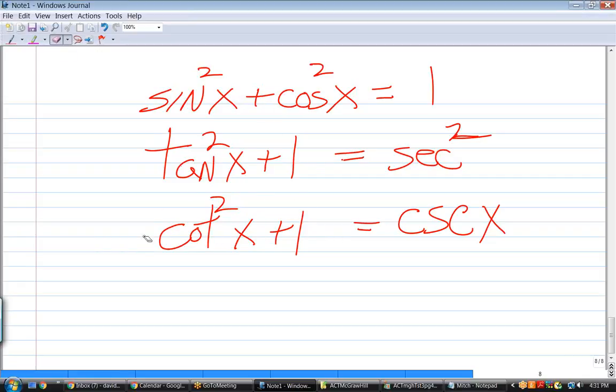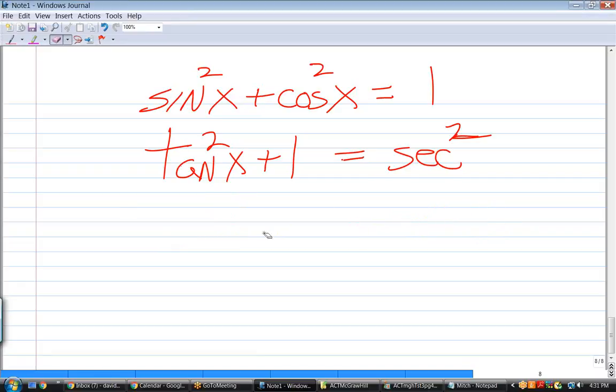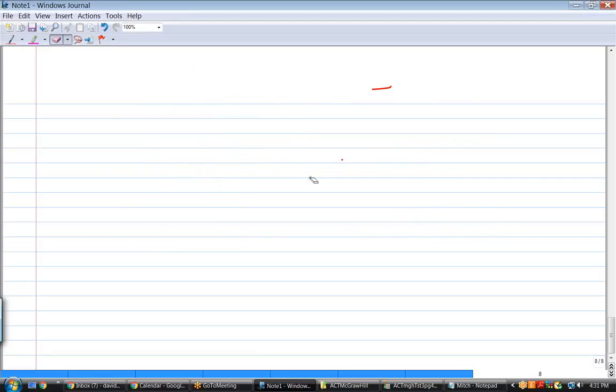So those key 11 identities, make sure you know those. We just covered all 11 of them.